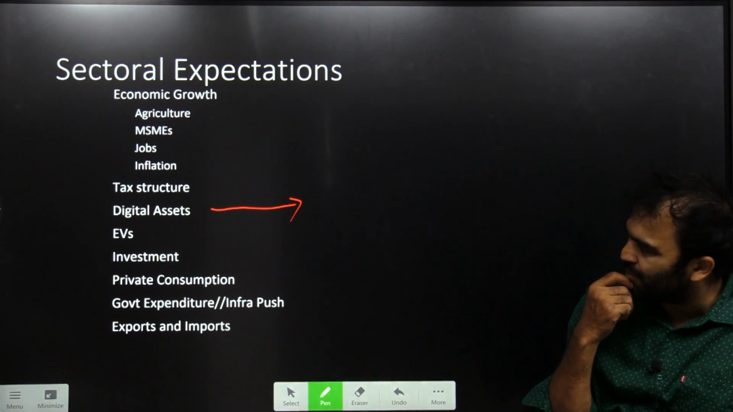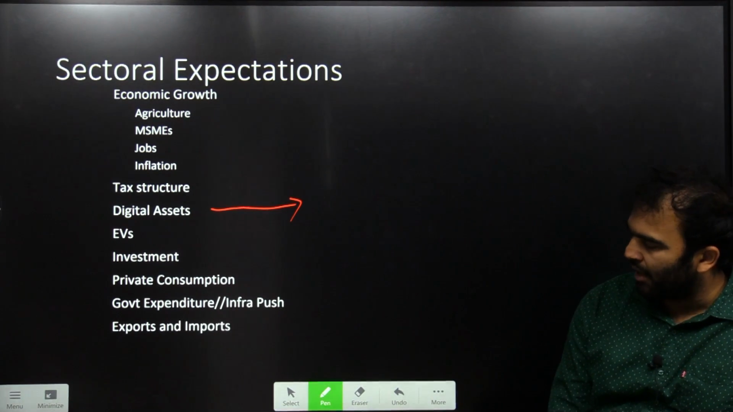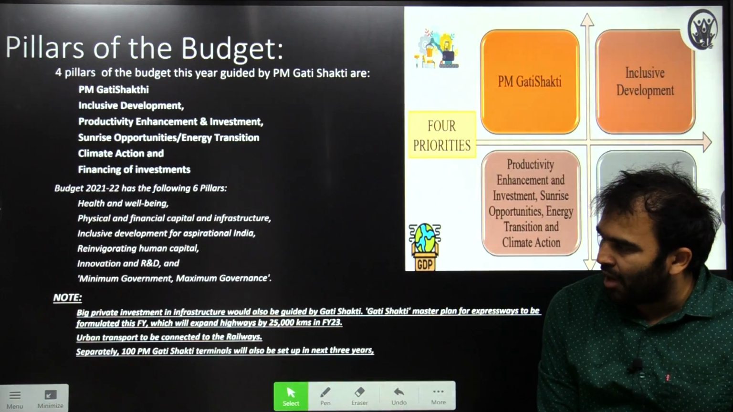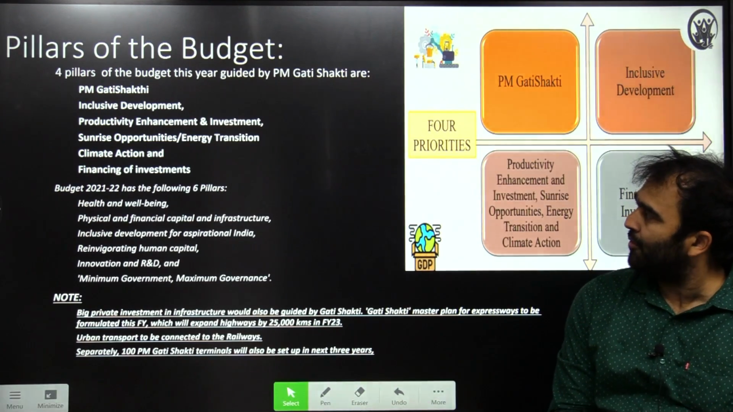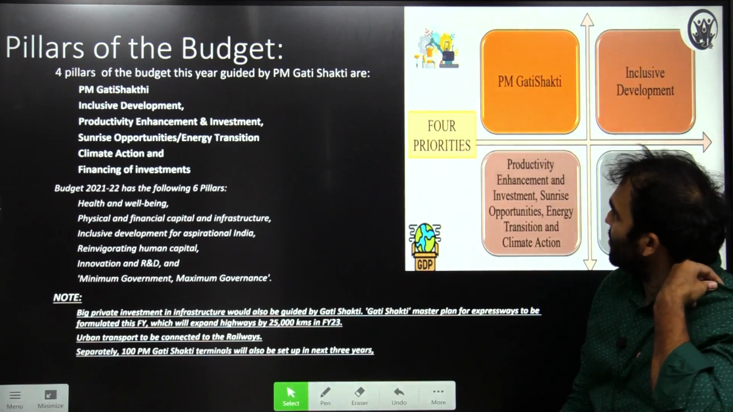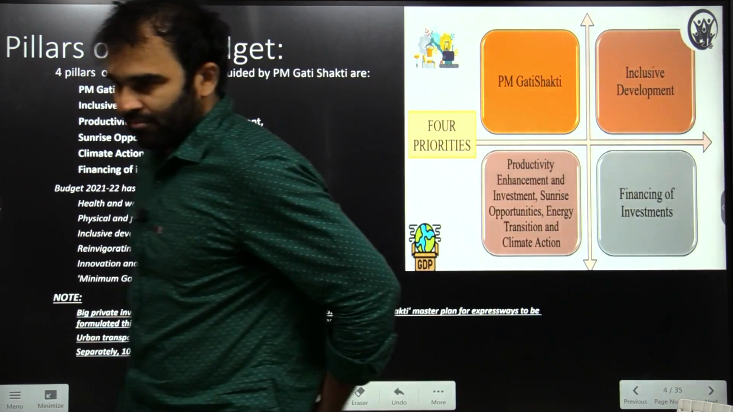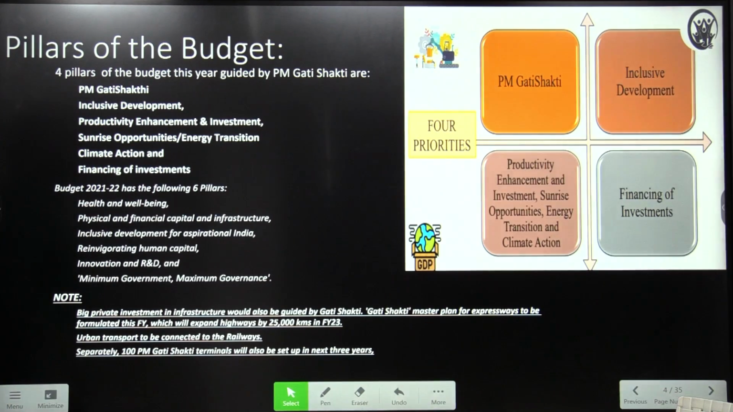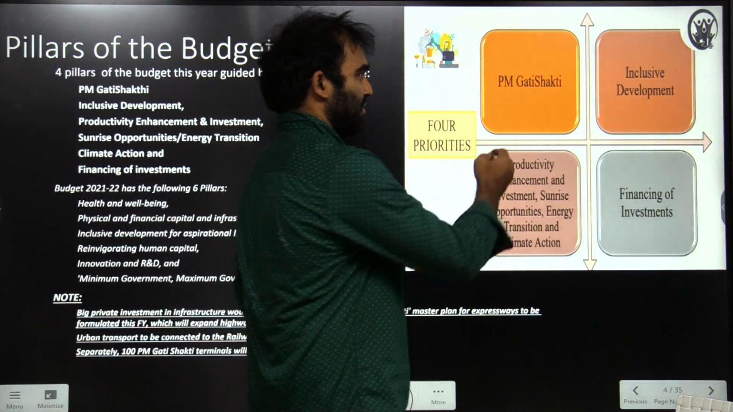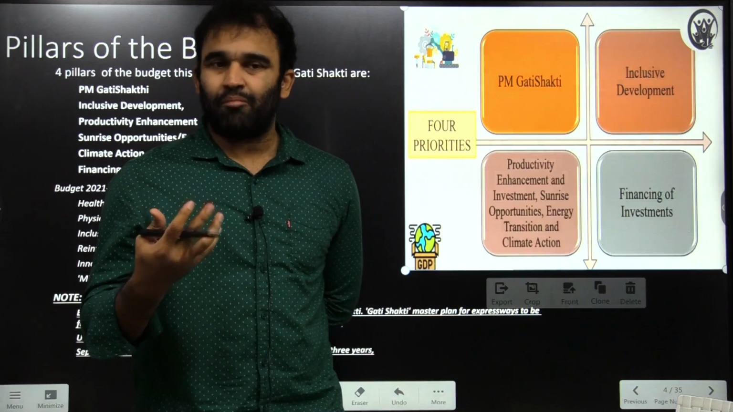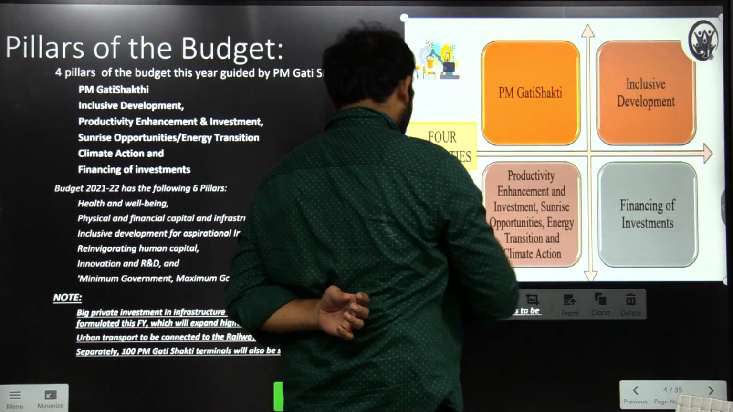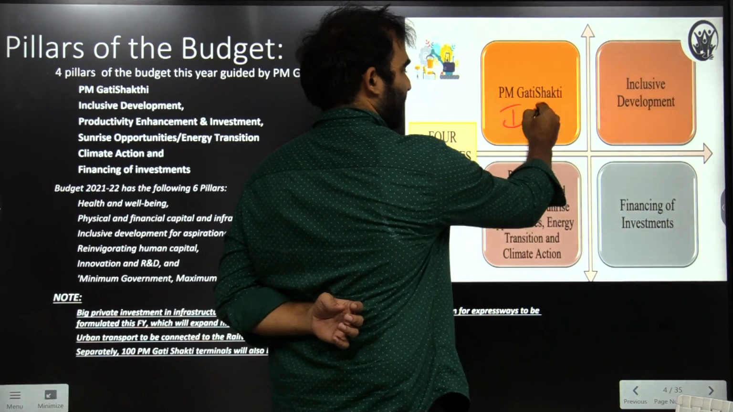Then EVs, investment, private consumption, government expenditure, exports and imports. It is the practice of the government to come up with certain pillars every year. So what are the pillars of this year's budget? You have to learn them by heart. There is no other alternative. You have to learn the 4 pillars of this year by heart. What are those 4 priorities? PM Gati Shakti is a plan, or you can call it an umbrella scheme, which is focusing upon infrastructure development.